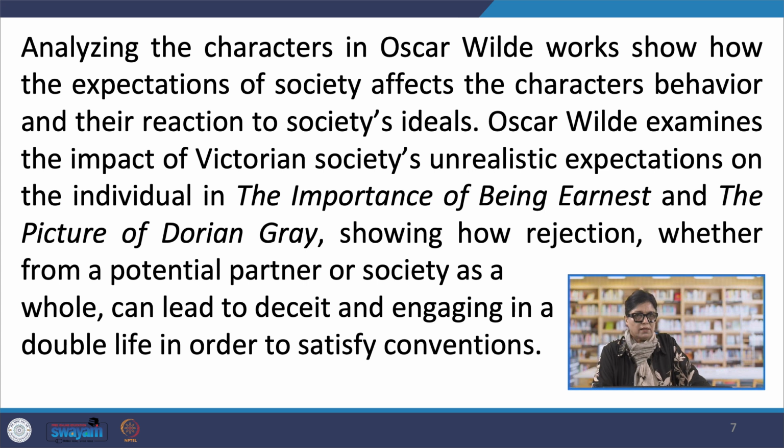Oscar Wilde examines the impact of Victorian society's unrealistic expectations on the individual in The Importance of Being Earnest, and The Picture of Dorian Gray, showing how rejection, whether from a potential partner or society as a whole, can lead to deceit and engaging in a double life in order to satisfy convention.